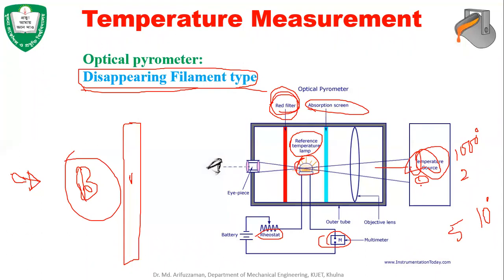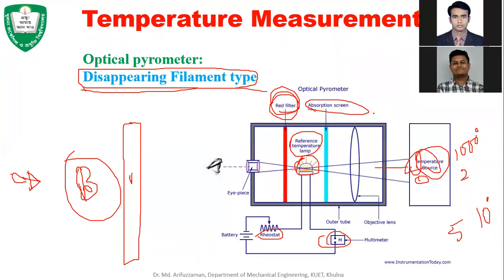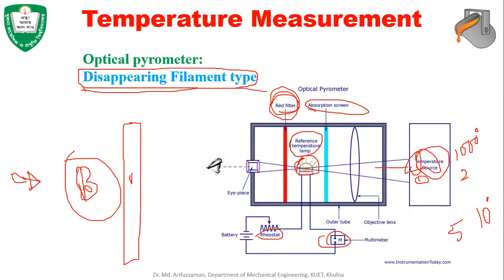Okay, so once a body is getting heated, it is emitting the radiation energy, right? And it is also emitting the light rays. So once the body is heated, all the wavelengths will go through this way, but the screen will only allow the red wavelength. So you are just comparing the redness of this body with the redness of the lamp.